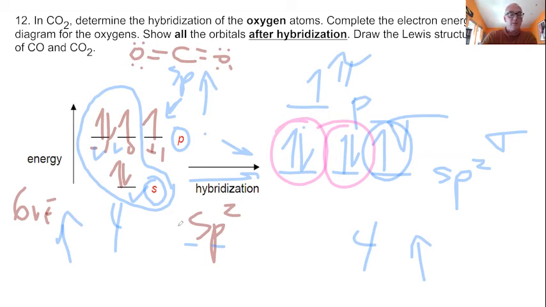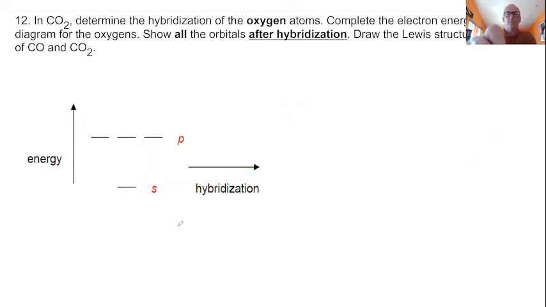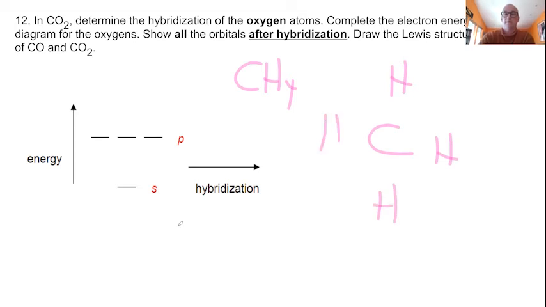So if we were to have methane, methane looks like this, right? We have carbon and 4 hydrogens around it. How many regions of electron density are around the carbon? 4. So what hybridization will we need for carbon this time? sp3, exactly. We would need sp3.